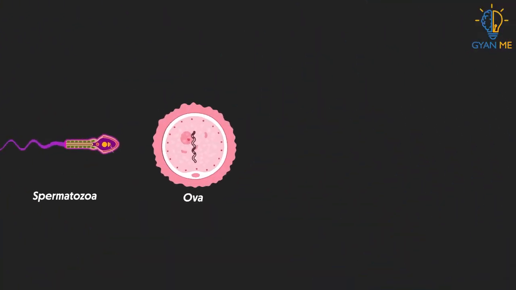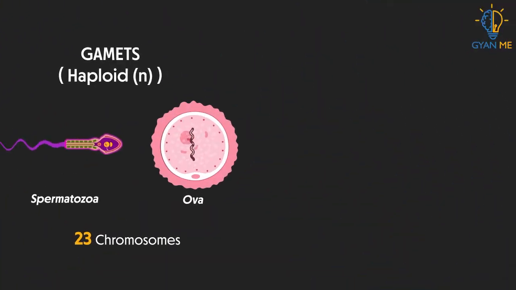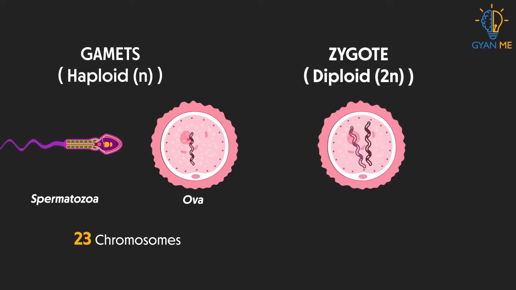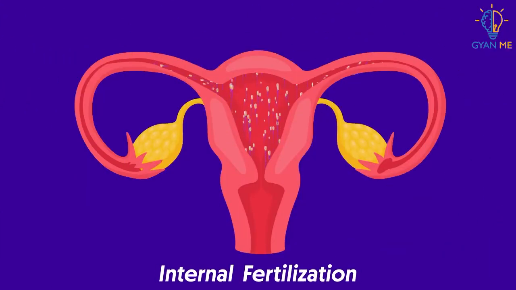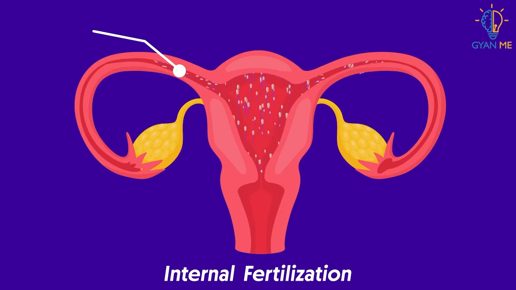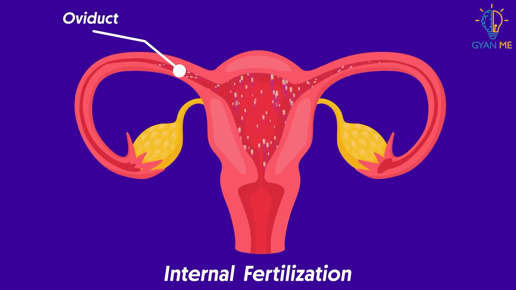As we said, gametes are haploid, that is, they have half chromosomes. Zygote is diploid, that is, it has 2n chromosomes. As evident, fertilization in human is internal and occurs in the oviduct of a female genital tract.